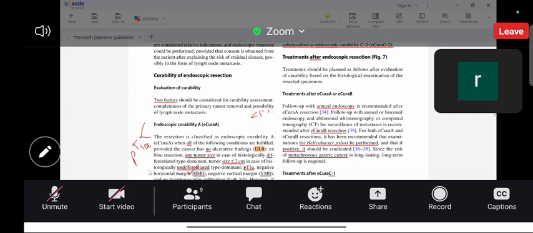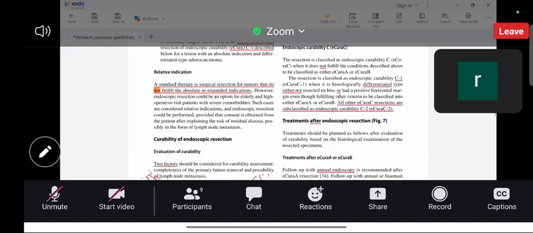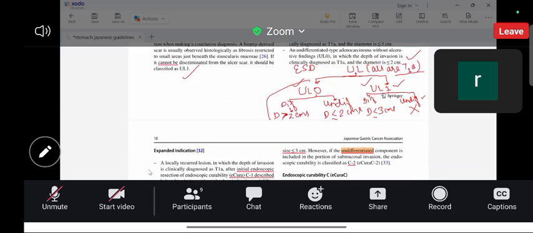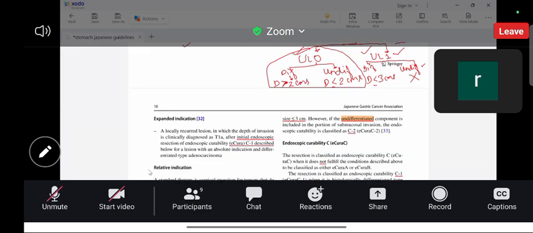Then further, as we already discussed, if it is differentiated, then any size. And if it is undifferentiated, then less than 2 centimeters. We discussed the same thing in indications. So if it is dissected completely with negative margins, it will be EQRA A.